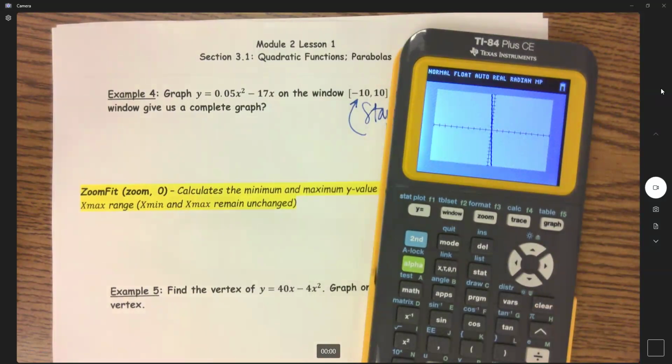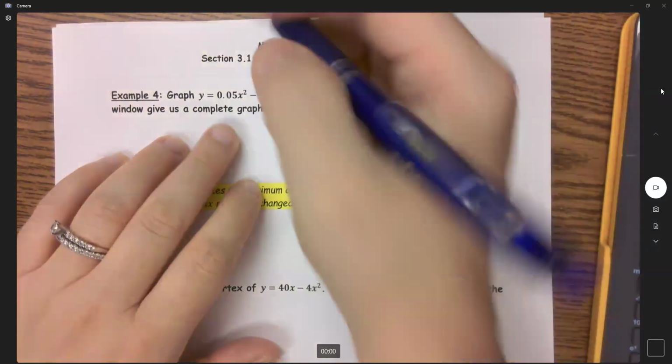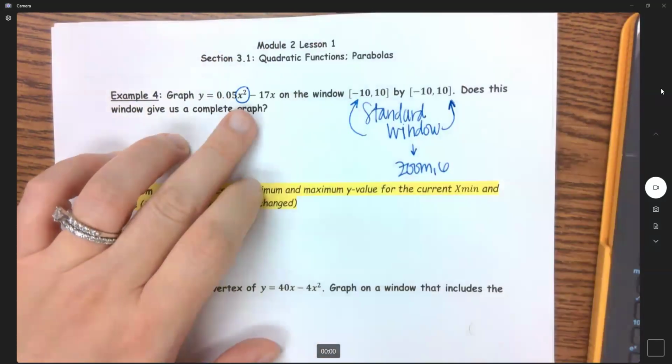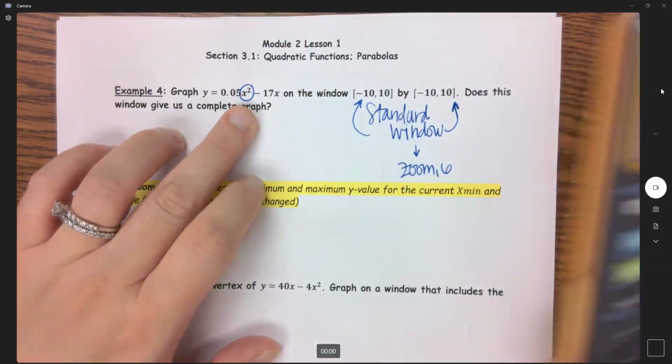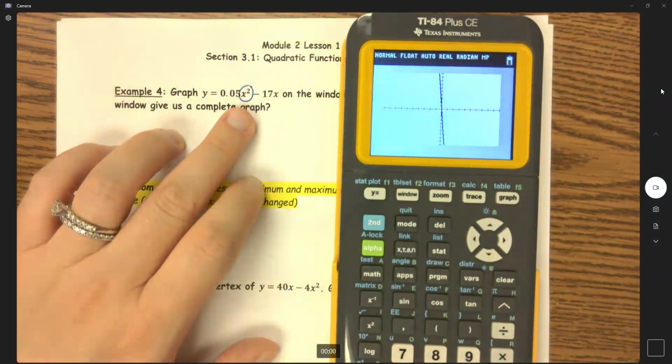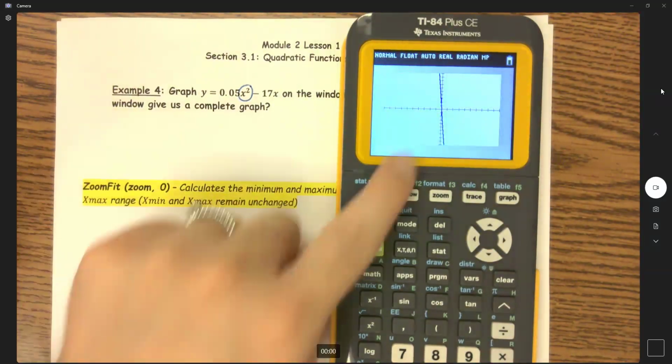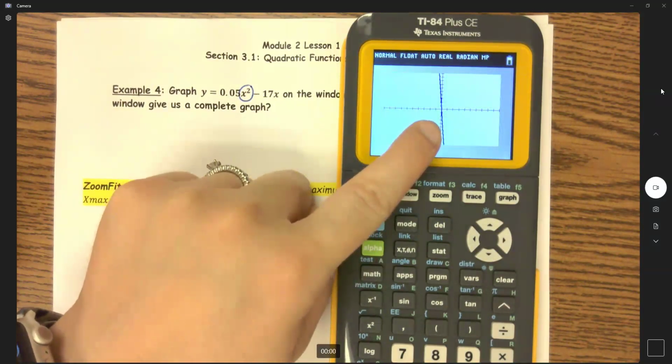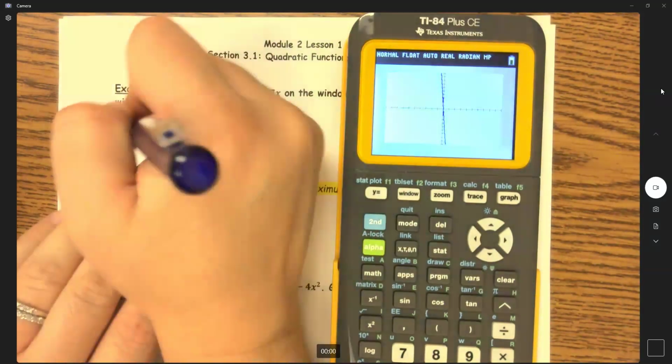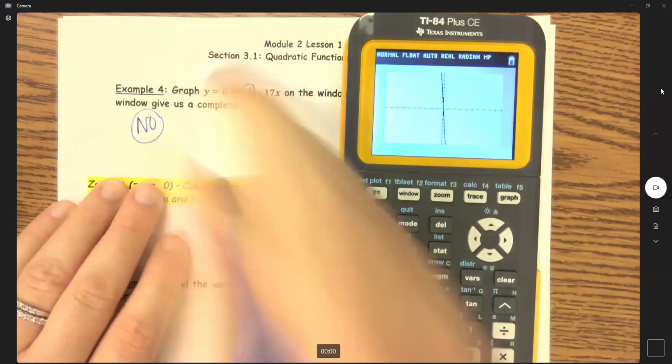graph? Well, if I was graphing a linear equation, I would say yes, this is a complete graph of this. But because I know that this is an x squared, this should be a parabola. This should be a U shape. And this is not a U shape, this is just a line. So this is the answer to the question, it's no.